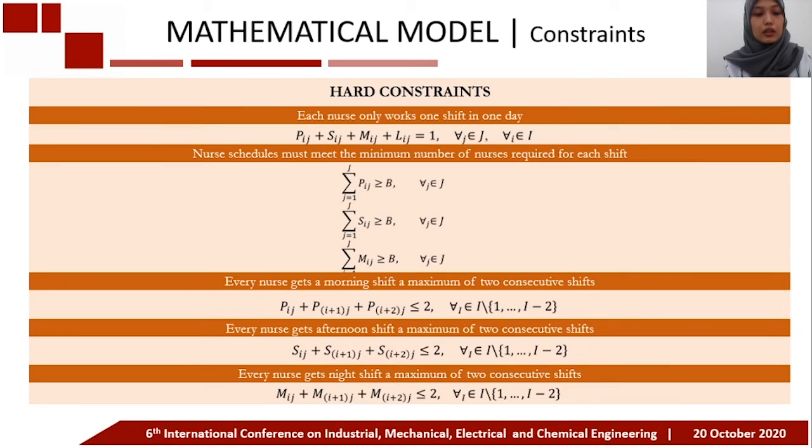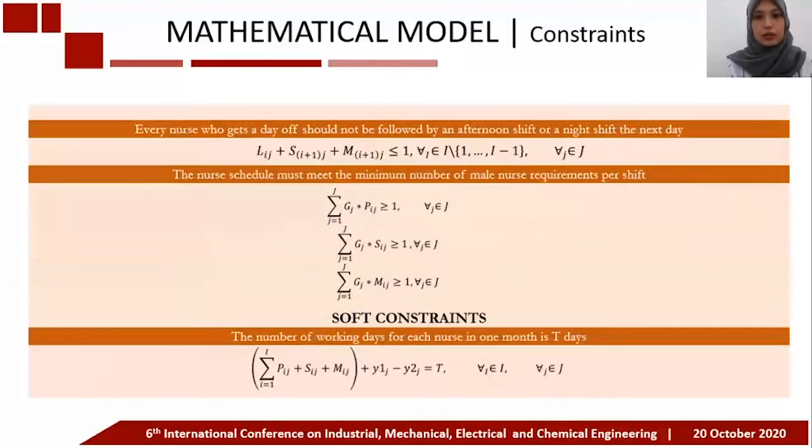Okay, now these are the constraints, that is the set of rules of the hospital. First, each nurse only works one shift in one day. Second, the nurse schedule must meet the minimum number of nurses required for each shift. And third, every nurse gets a morning shift a maximum of 2 consecutive shifts. Fourth, every nurse gets an afternoon shift a maximum of 2 consecutive shifts. And fifth, every nurse gets night shifts a maximum of 2 consecutive shifts. And so on.